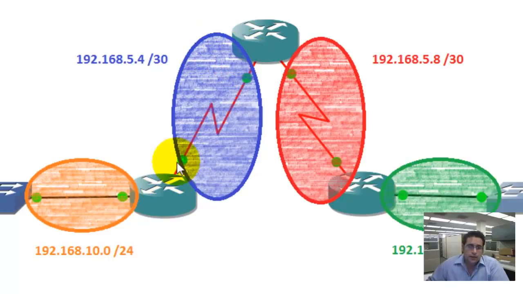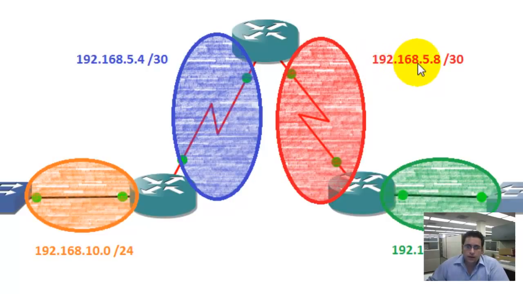Next is between router 3 and router 1. There's a serial connection, which is 192.168.5.4 with /30. Notice how that only leaves 2 bits for the host portion. The reason we only leave 2 bits for the host portion is because we only have 2 NICs here. We don't want to waste address space using a bigger chunk of it. All we need are 2 bits. On this side, same deal.